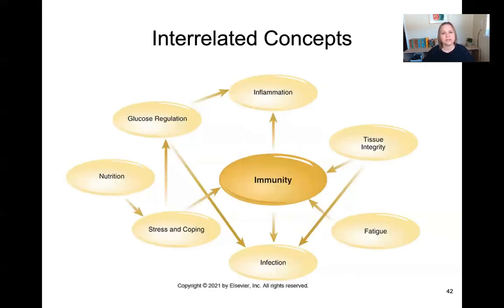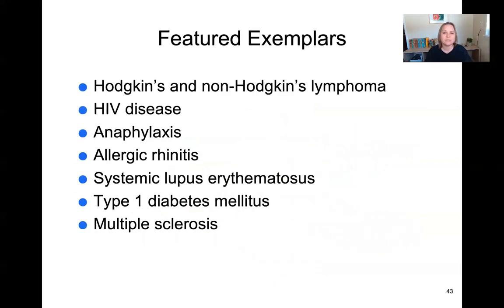Here are the interrelated concepts as it pertains to immunity. Here are some examples of immune system issues: HIV, allergic rhinitis, lupus, diabetes, multiple sclerosis, Crohn's, rheumatoid arthritis. These all fall into this category of an immune system issue, either immunosuppressed or immuno-overreactive. And so once we have an understanding of immunity as a concept, we can apply what we know to these specific exemplars. And that's going to wrap it up on this nursing concept of immunity.